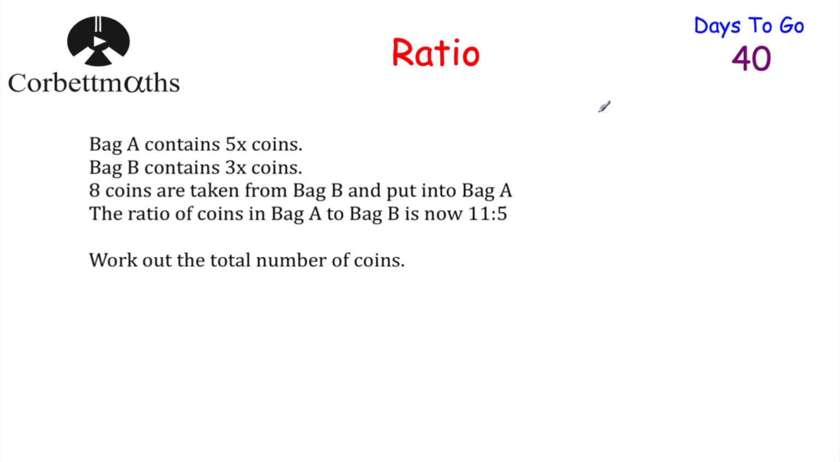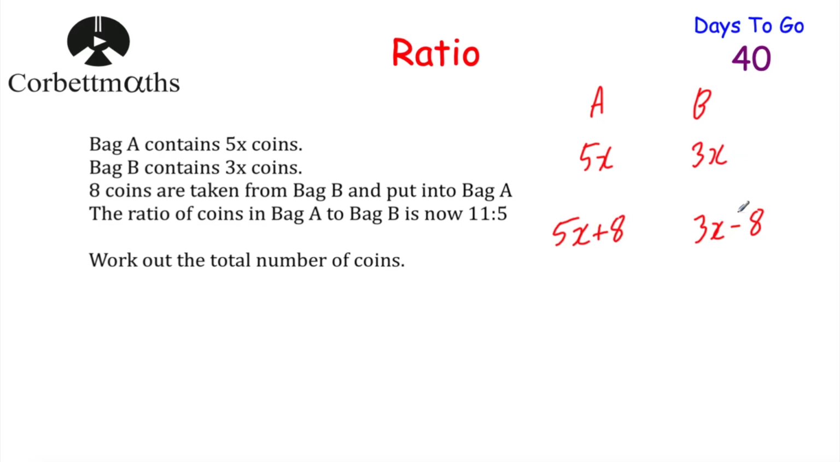Okay, so let's consider this. To begin with, in bag A there's 5x coins, and in bag B there's 3x coins. But then 8 of these coins are taken out of this bag and put in here. So whenever the 8 coins are taken out of bag B, they're going to go down to 3x minus 8 because they're going down 8. And bag A has had another 8 coins because 8 coins have been taken out of bag B and put into bag A. So that means bag A has now got 8 extra coins. So in bag A, it's 5x plus 8.